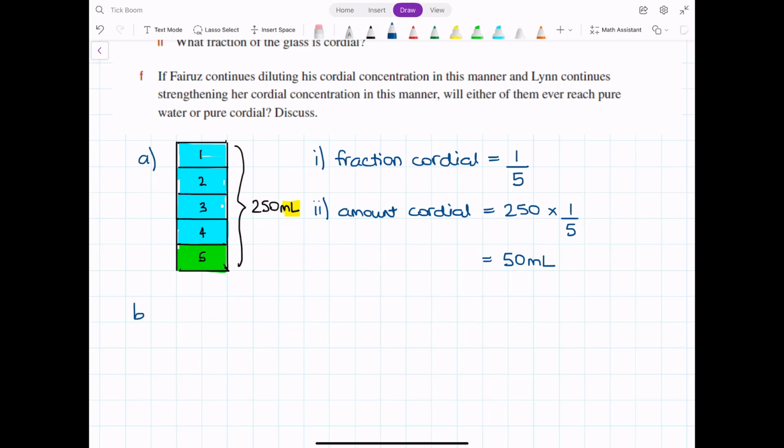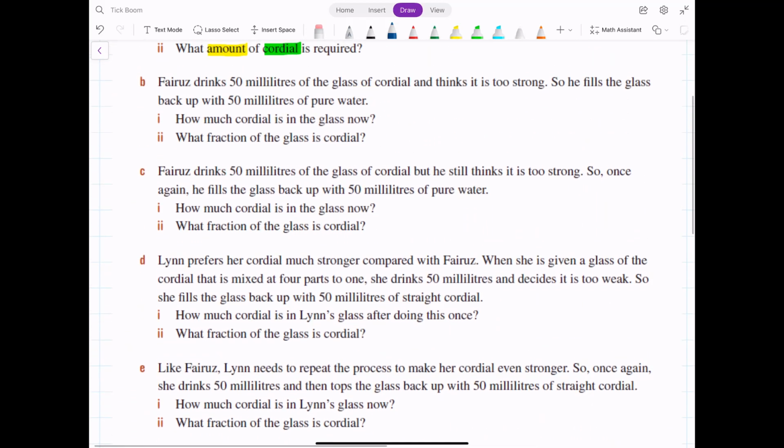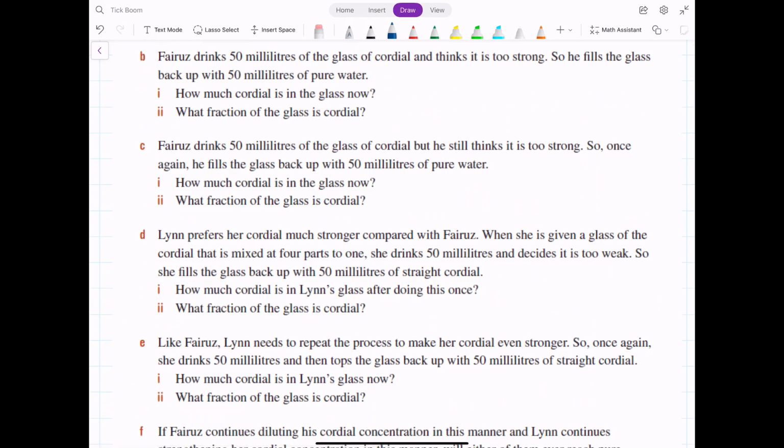Next we'll move on to part B. Let's come back up and read what that says. For part B, we're told, Feroz drinks 50 milliliters of the glass of cordial and thinks it is too strong. So he fills the glass back up with 50 milliliters of pure water. So basically what's happening is the glass with its combined water and cordial, 50 milliliters of that is being consumed and then replaced with 50 milliliters of pure water. So that will change the proportions of cordial to water.